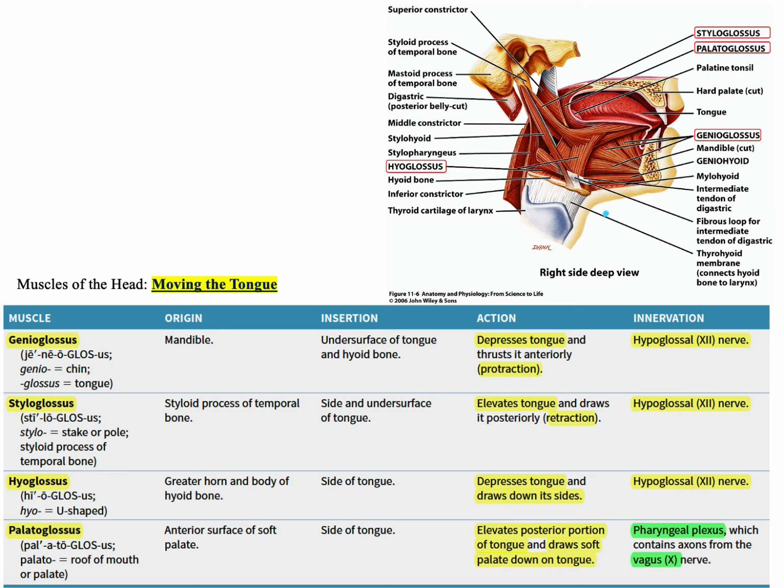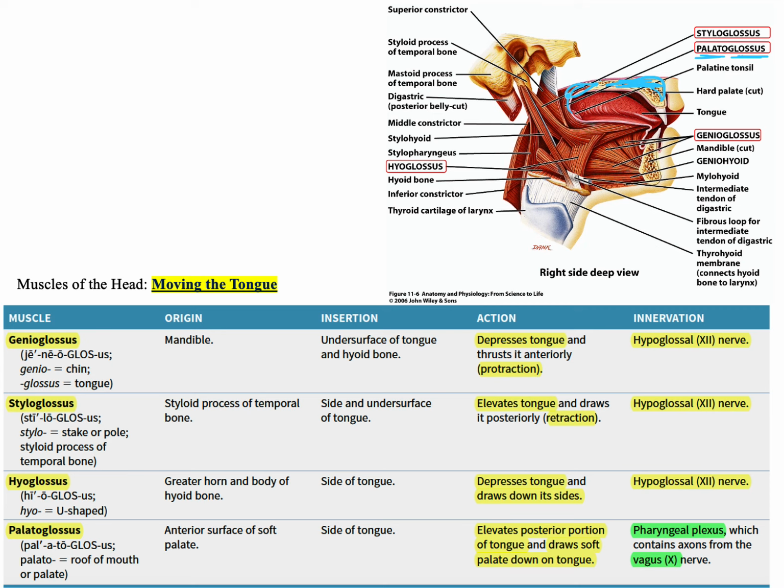Guys, again, let me show you the function of each muscle with this figure. Let me start with the easier one that you remember from the last time, which is the palatoglossus. You remember this muscle from the soft palate. This is the hard palate. Look at the bone, hard palate, and posterior is the soft palate.